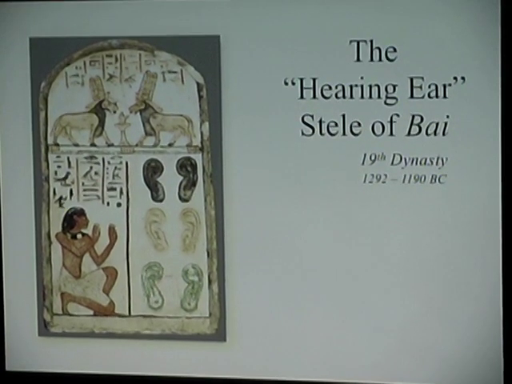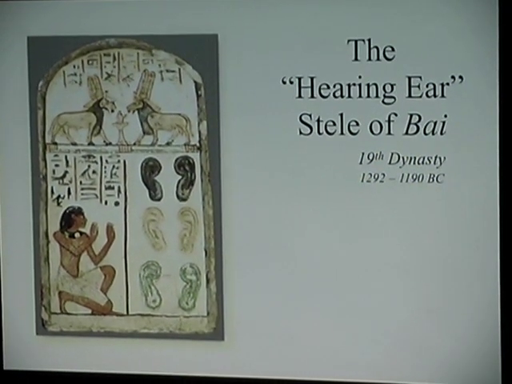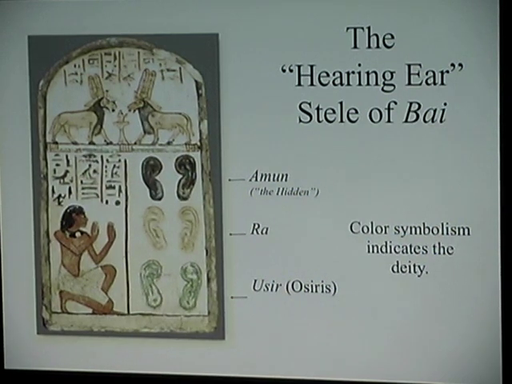And there's a color symbolism. Who are these deities? Who are these particular deities? Well, if you know that black, which is a symbol of transformation and so forth, relates to Amun, the hidden, yellow or golden Ra, the sun, green, of course, Osiris.